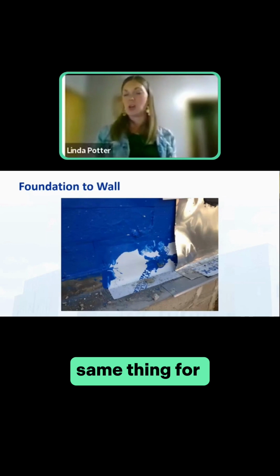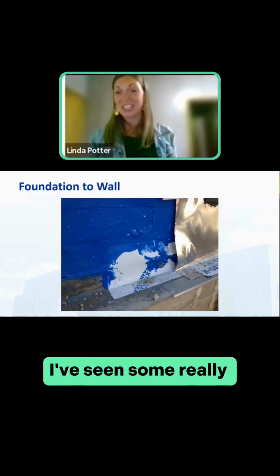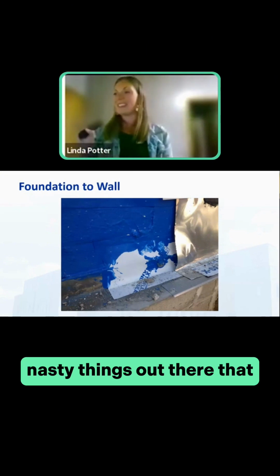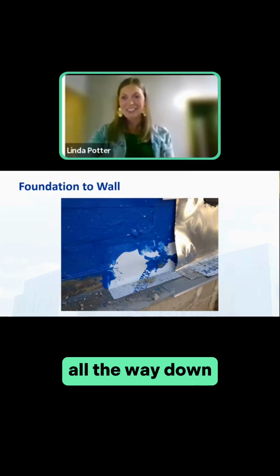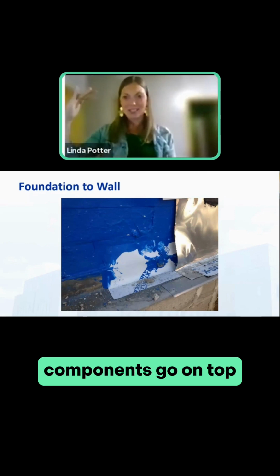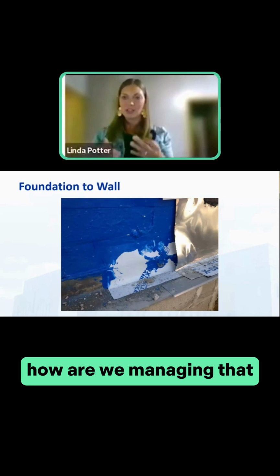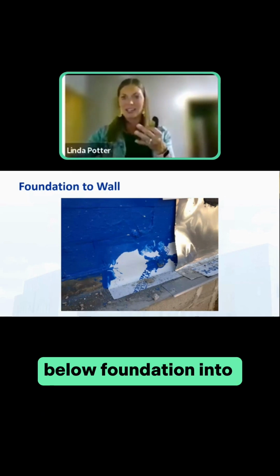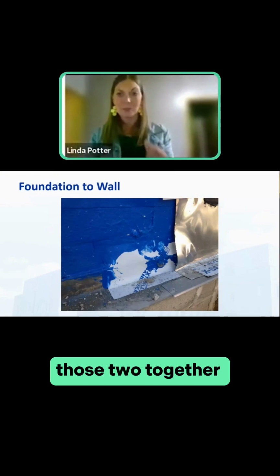Same thing for foundation to wall. Spell out how we want that to look. I've seen some really nasty things end up happening. We want that air barrier to come all the way down before the rest of these components go on top, because it's like a present. So how are we managing that below foundation into that above grade wall assembly? How are we bringing those two together to meet?